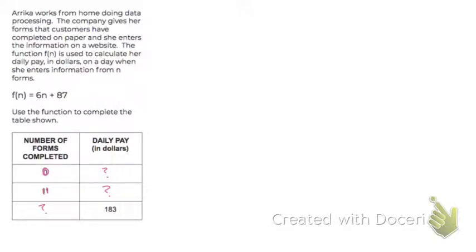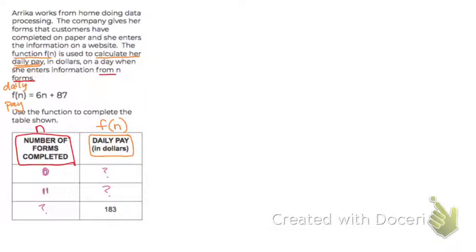So the key with these sort of problems, or any sort of equation word problem where there's variables, is to look at the explanation to find out what those variables mean. So here it says f of n is used to calculate her daily pay. So here, f of n is the daily pay. That's what this column is calculating. This is our daily pay. And then what does it say n is? n is the number of forms. So the number of forms completed is n.